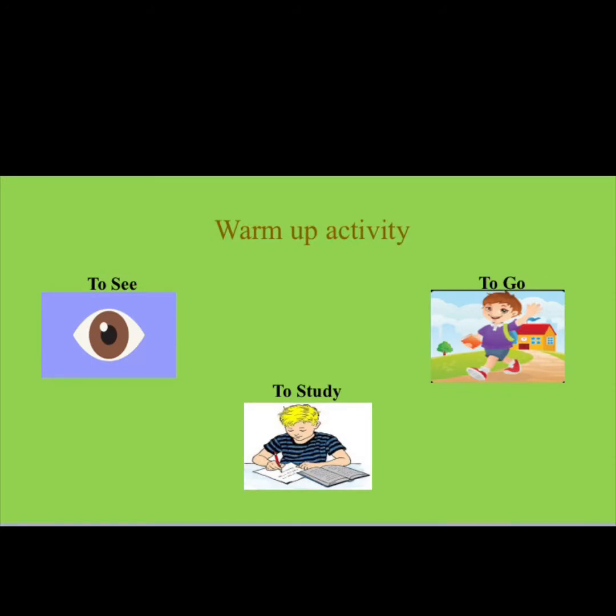Okay, let's start the class with the warm-up activity. As you can see here, you have 3 verbs. So what you're going to do is to write 4 sentences for each verb. First, for example, verb to see. You're going to write a sentence using simple present, and then simple past, and then present perfect, and then past perfect. The same with the verb to study and the verb to go. And then you are going to share some of your sentences.